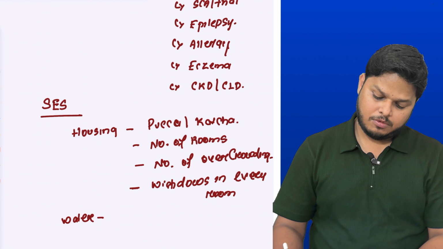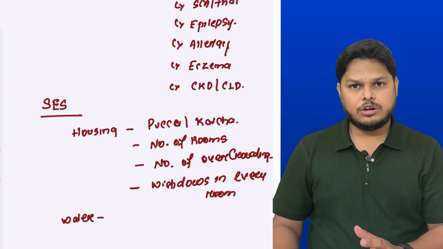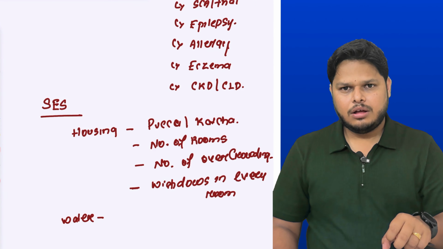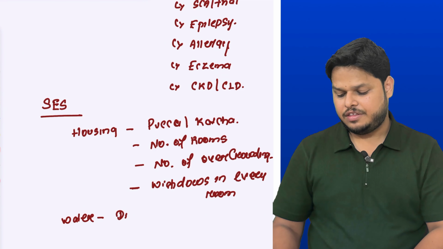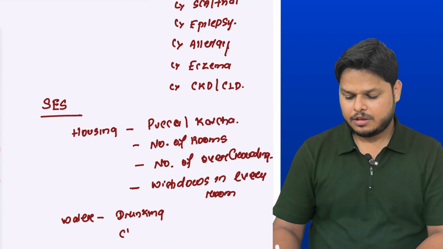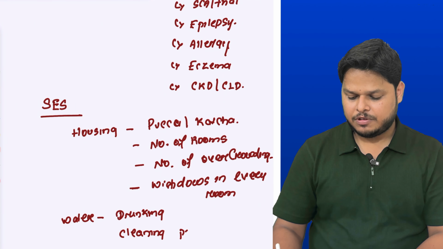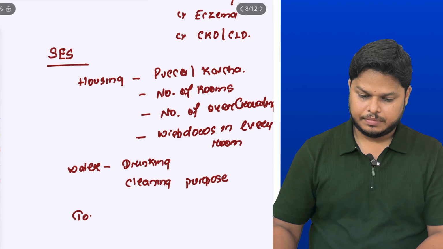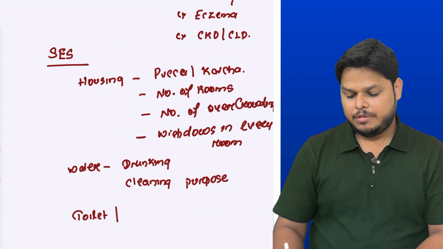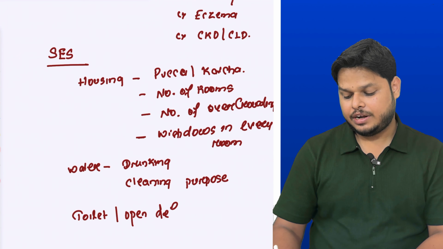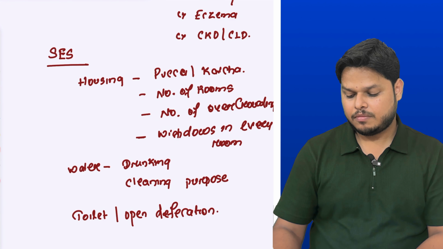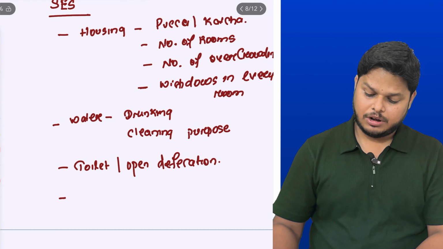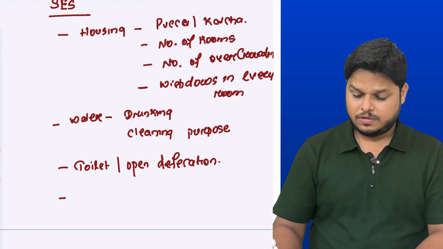Now after housing we come to water. Which water the family is using, whether it's a public tap, a private tap, a well, a pond, anything. Water for drinking and cleaning purposes, right? Then whether the family is using a toilet or practicing open defecation. You can ask it. Some people might have a toilet but still they like to go to the fields.